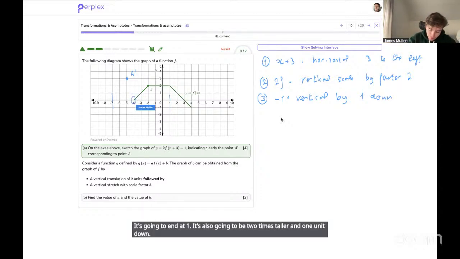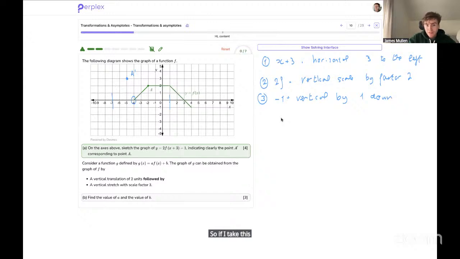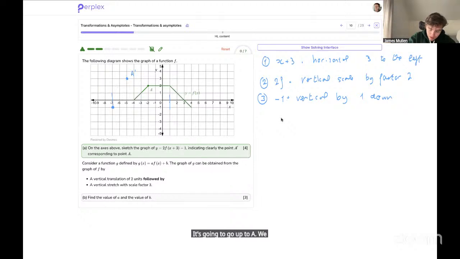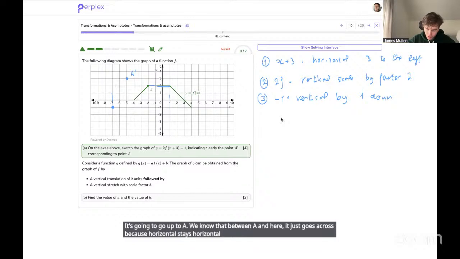So if I take this point and move it 3 to the left and then multiply it by 2, it doesn't go anywhere, and I just move it down by 1. So this one is going to come here, so the function is going to start there. It's going to go up to A. We know that between A and here, it just goes across because horizontal stays horizontal under this kind of transformation. Okay, so then it's going to go like that.